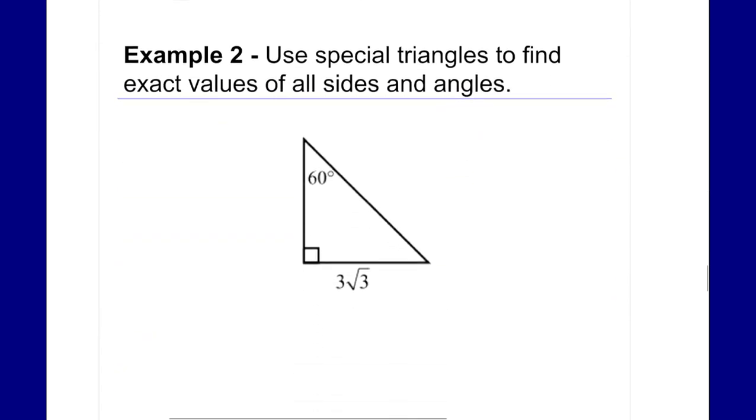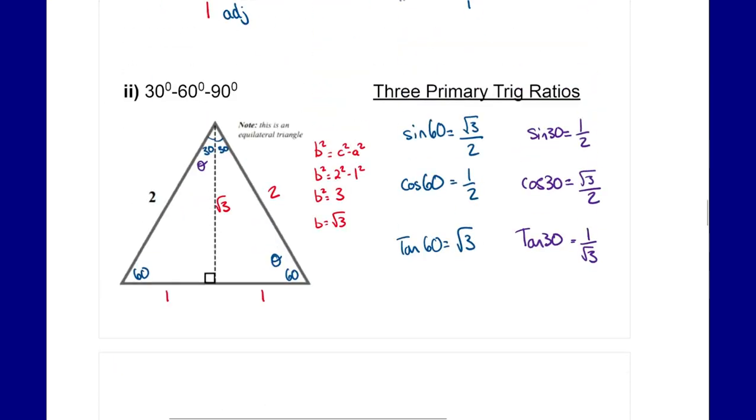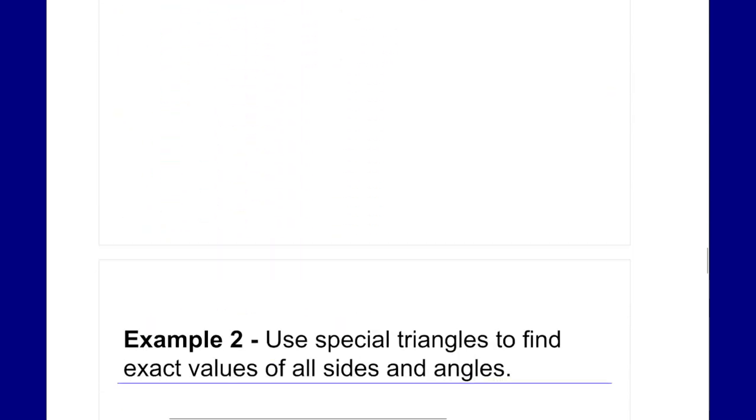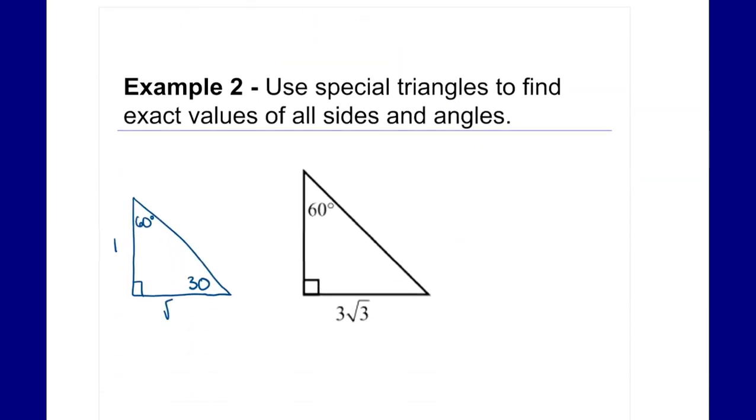Let's look at another example. Angle of 60 and a side of 3 root 3. I need to figure out my missing side lengths. So we do have a special triangle that has an angle of 60. So we have an angle of 60, this is 30. I can go back and look at my primary trig ratios. The opposite of 60 was root 3. The adjacent to the angle was 1, and the hypotenuse was 2.